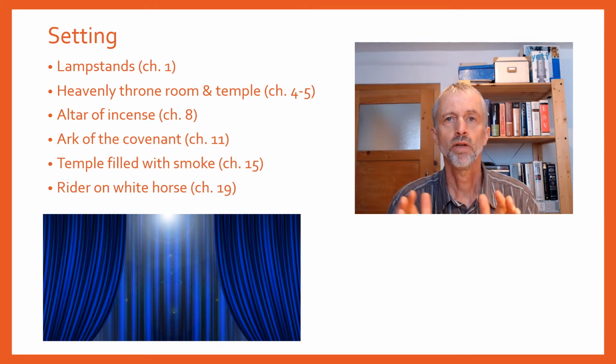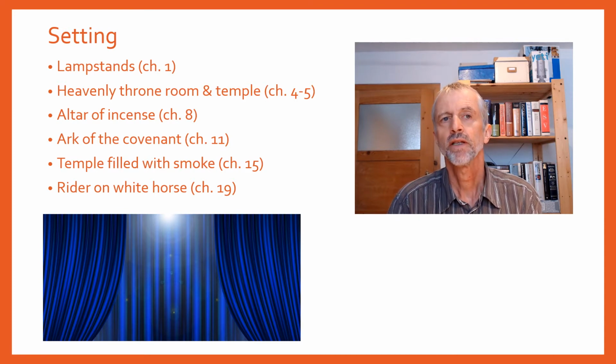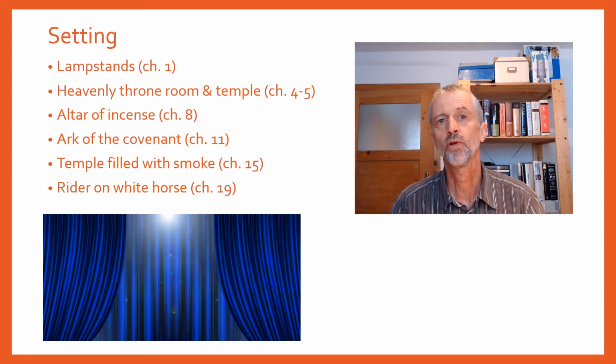First, in chapter 1, we have Jesus in the midst of the 7 lampstands. This prepares for the 7 letters. Then we have a description of the heavenly throne room, which is all of chapters 4 and 5. It's a very long setting. It leads to the scroll with the 7 seals. Then comes the altar of incense in chapter 8, which introduces 7 trumpets. At the end of chapter 11, we see the Ark of the Covenant, which prepares for a special series of signs. In chapter 15, the temple is filled with smoke.